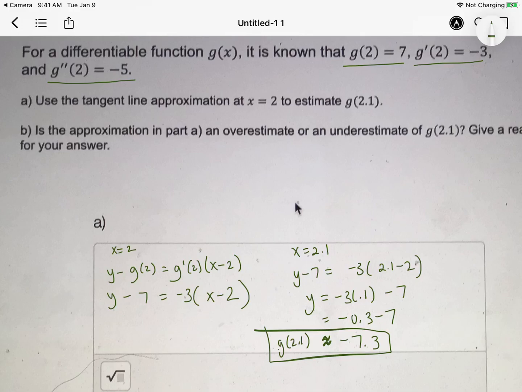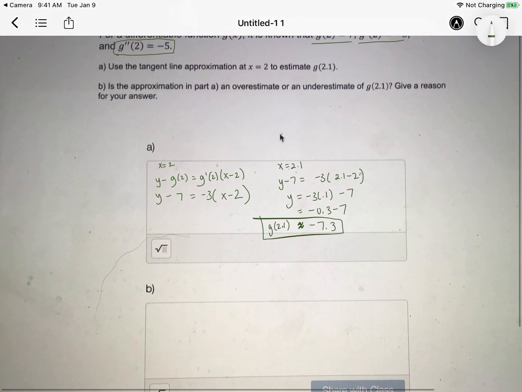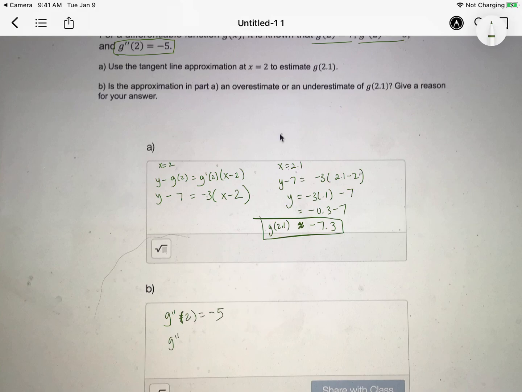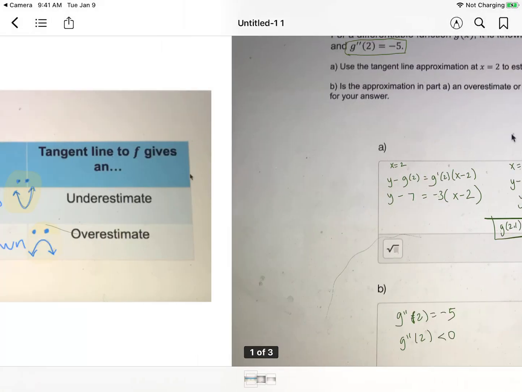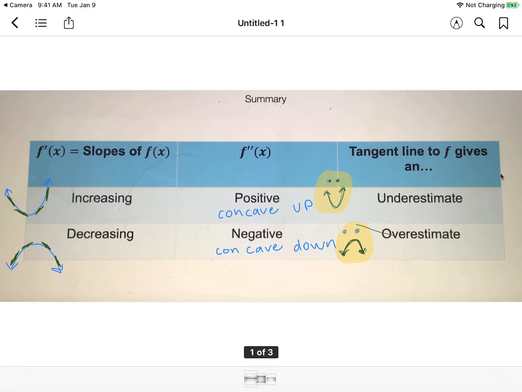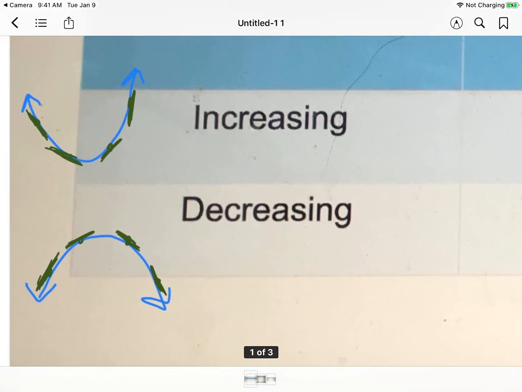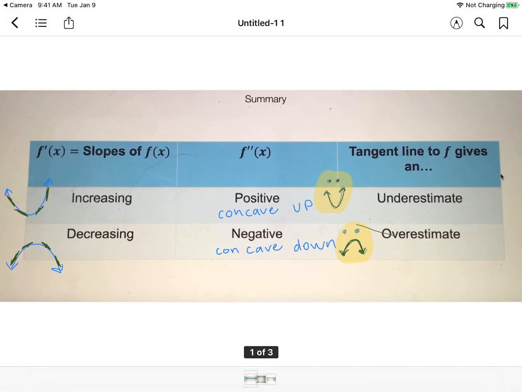So this is where I'm going to use the second derivative. The second derivative helps us to determine over and underestimates. So I will note that g double prime of 2 equals -5. So I know g double prime of 2 is less than 0. G double prime is negative. So looking at our table, when the second derivative is negative, my function is concave down, which means the tangent line gives me an overestimate because the tangent line is over the curve.